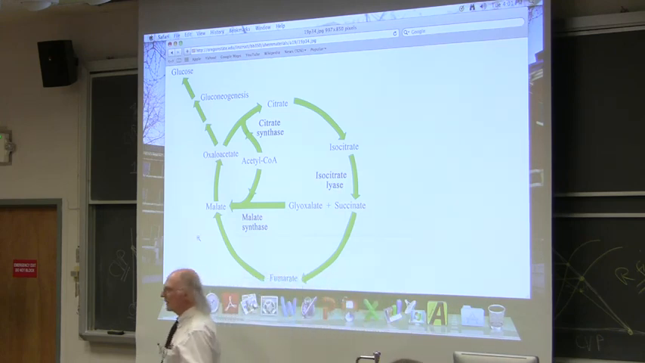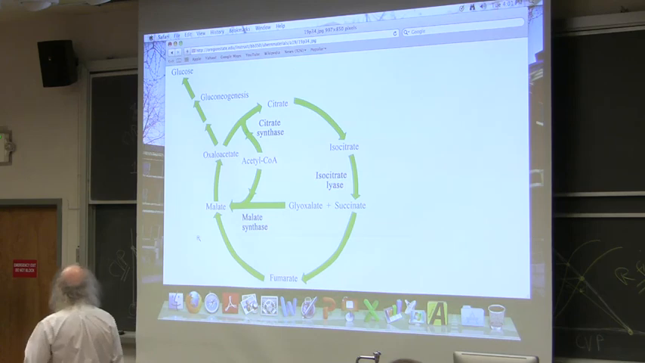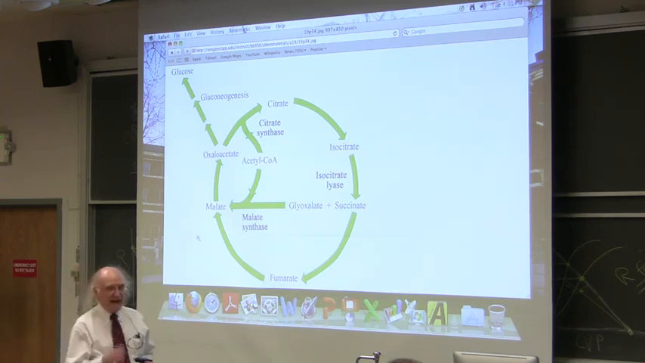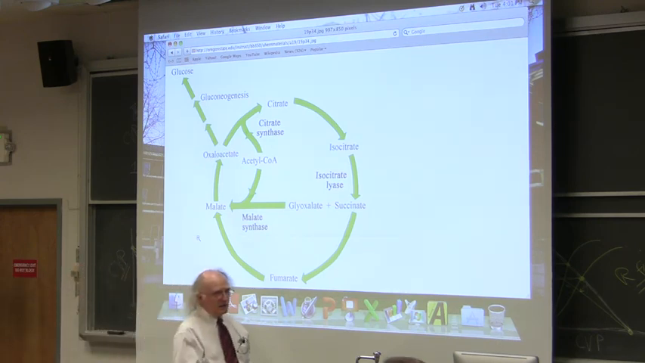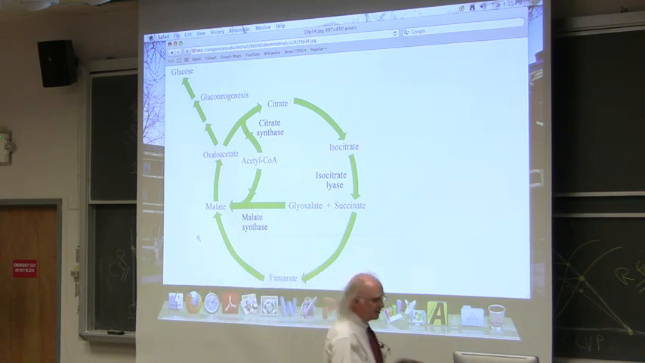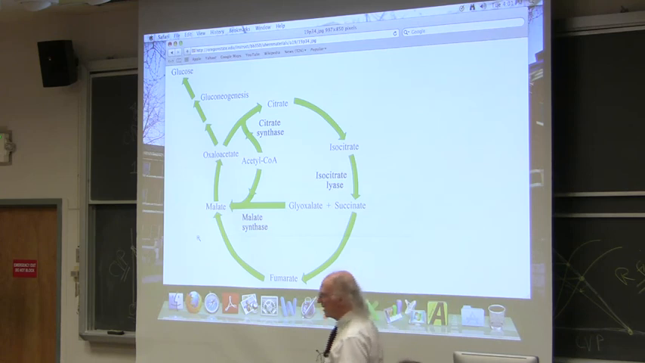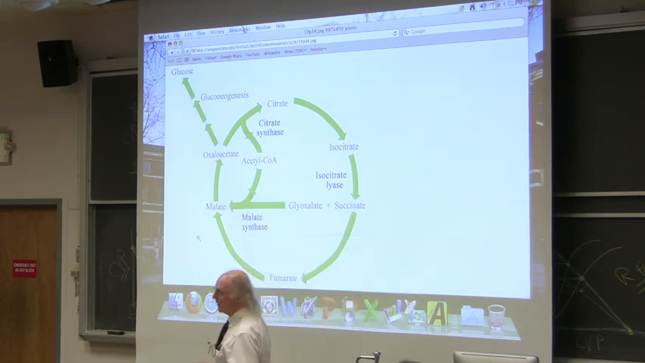Now, let me tell you a little bit about the cycle before I tell you about the reactions inside of it. The glyoxylate cycle does not run in human beings. It does not run in animals. It runs in plants, bacteria, and yeast. They can run the citric acid cycle. We cannot do that. And that's because they have two enzymes that we don't have.